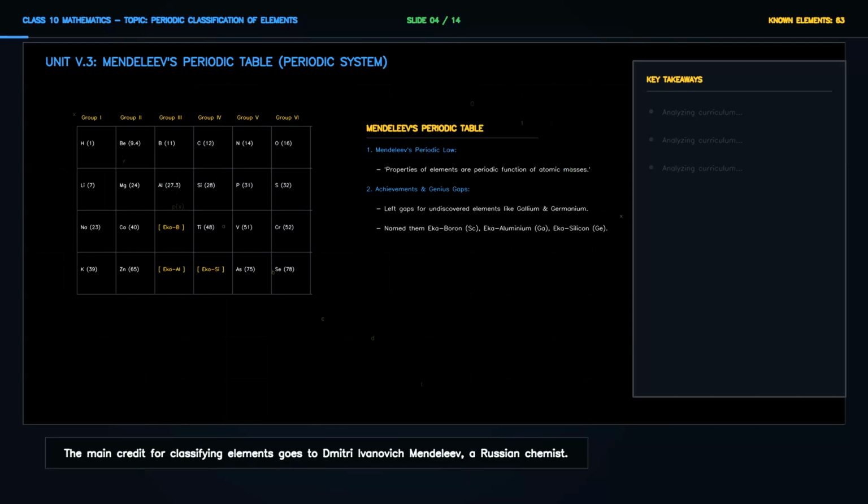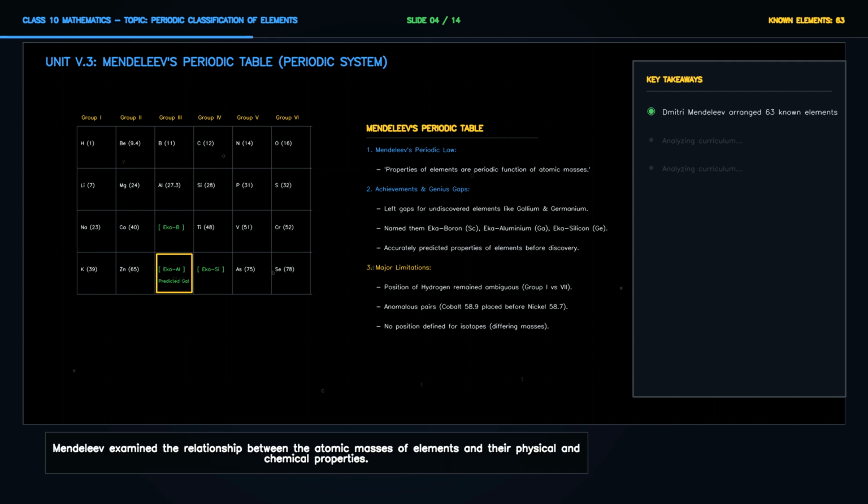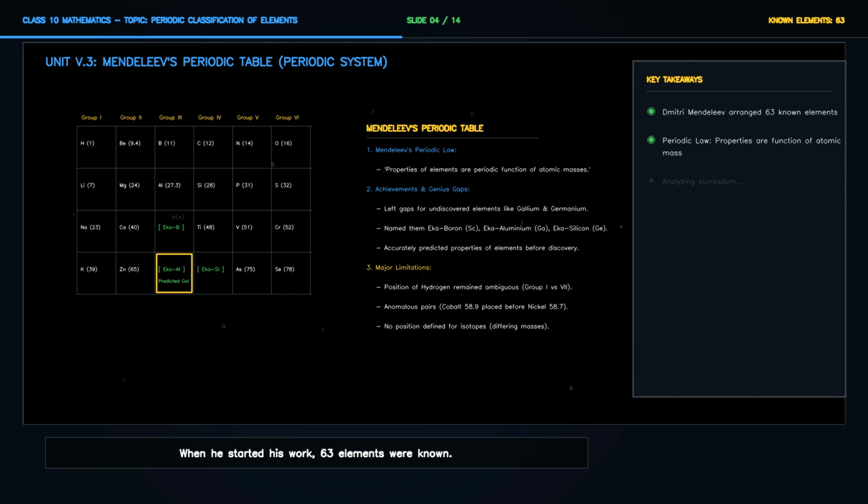The main credit for classifying elements goes to Dmitri Ivanovich Mendeleev, a Russian chemist. He was the most important contributor to the early development of the periodic table. Mendeleev examined the relationship between the atomic masses of elements and their physical and chemical properties. When he started his work, 63 elements were known. He wrote the properties of each element on separate cards and sorted them.